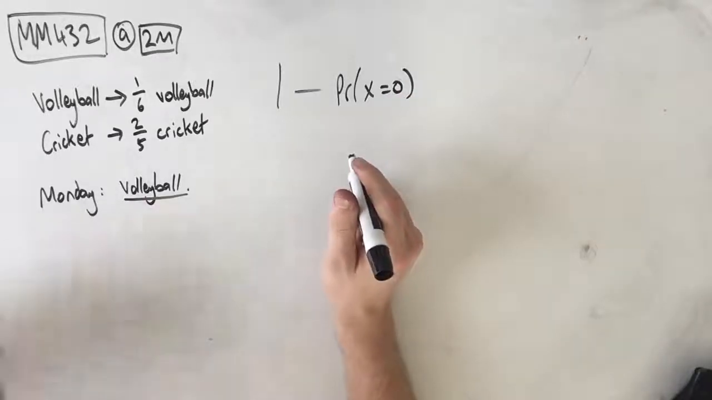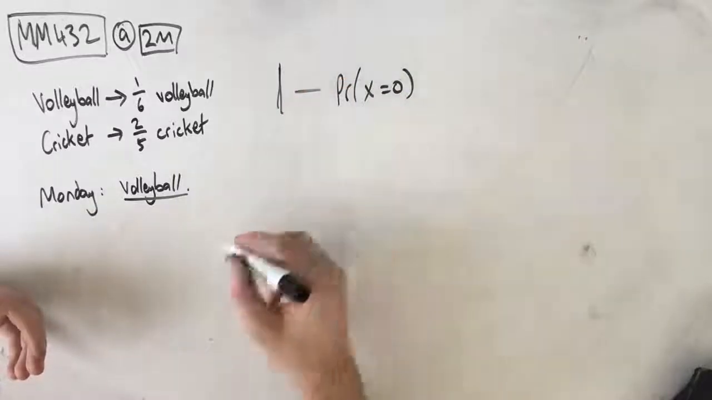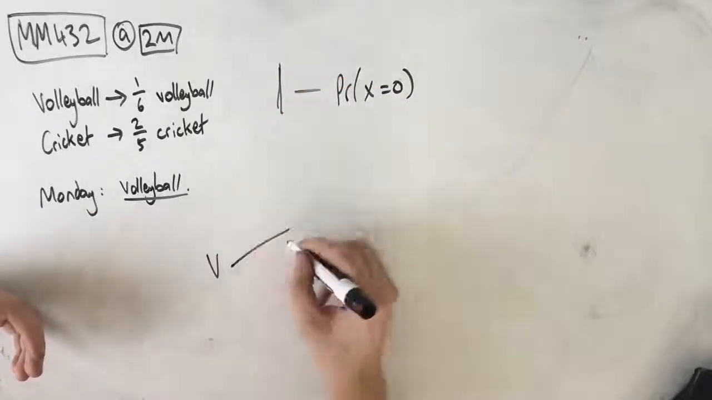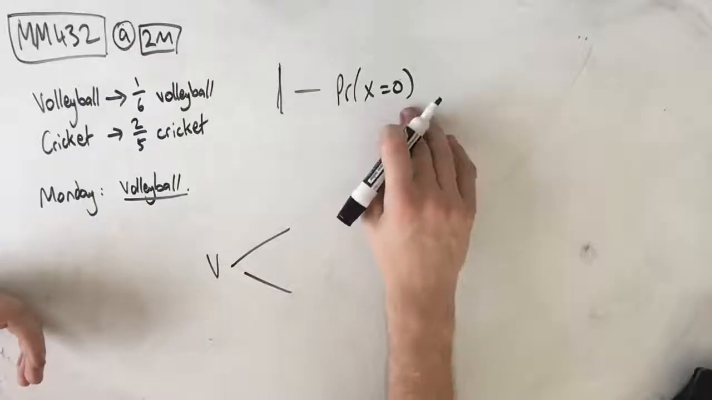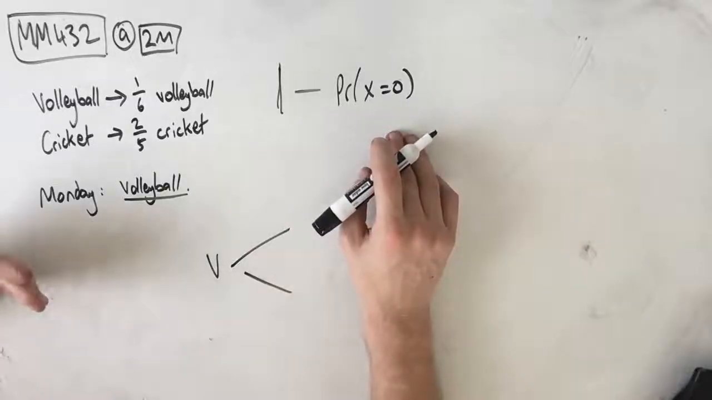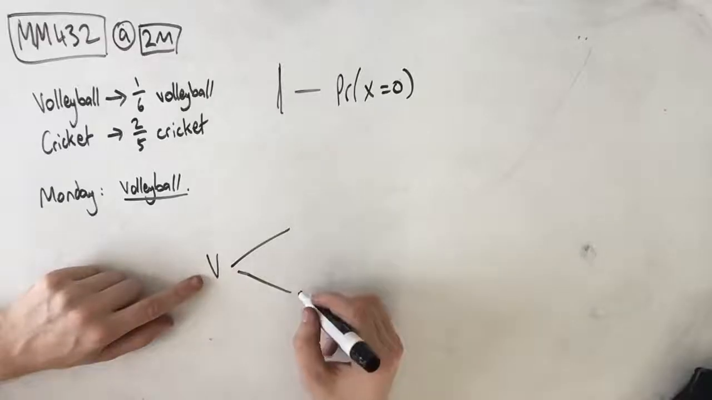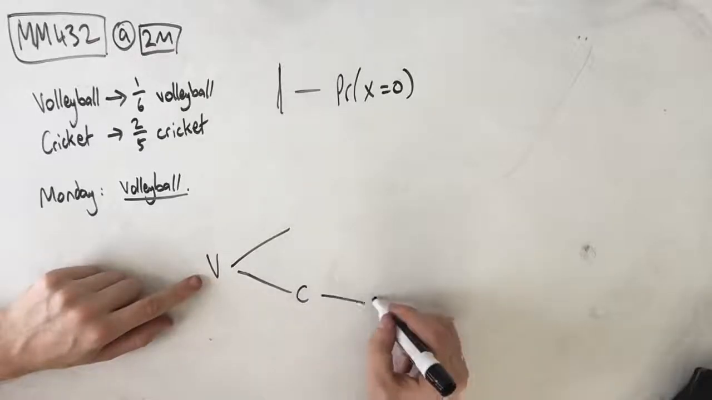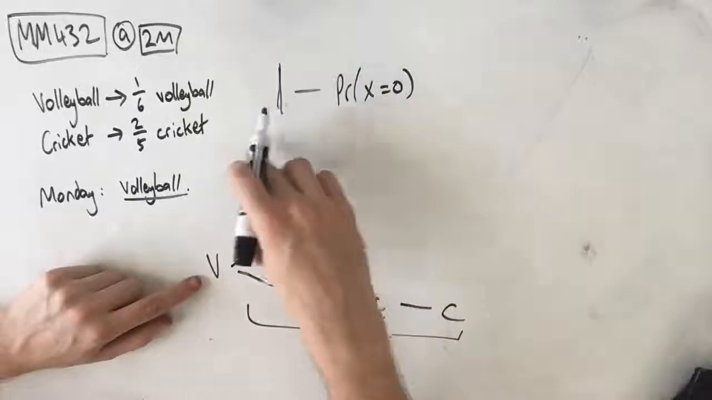Okay, so what we're talking about is if he plays volleyball on the first day, and because we don't want him to play volleyball on any of the next days, we're going to find that and then we're going to do 1 minus that. Because whenever we have at least 1, we can do 1 minus the probability of 0. Okay, so if he plays volleyball the first day, and he plays cricket the next day, and cricket the next day, and then cricket the next day, that's this probability here, and then we're going to do 1 minus that.